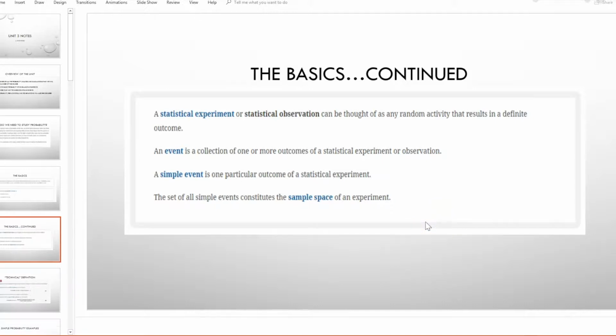All right, just some more little introductory vocab. There is no portion of this exam that's going to be like, write these definitions out. It's more so just helping you understand. So this isn't something totally worth writing down, just kind of getting an idea. So a statistical experiment or observation can be thought of as any random activity that results in a definite outcome.